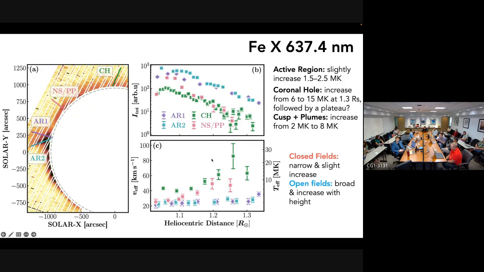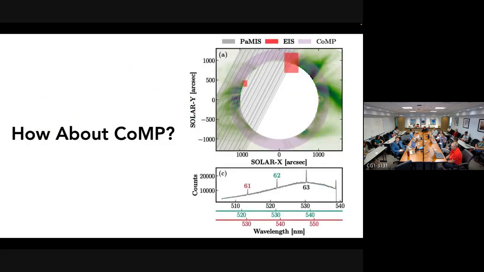Similarly, we found these patterns in the closed fields: we found narrow lines that slightly increase. But for the open fields, we found the lines are really broad and they increase with height. And then let's go to the CoMP observations here.